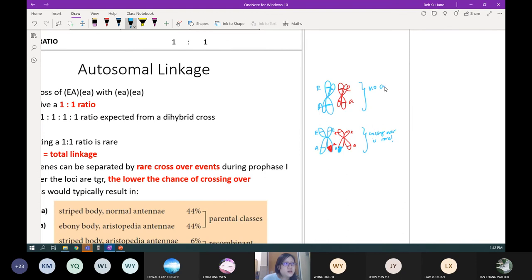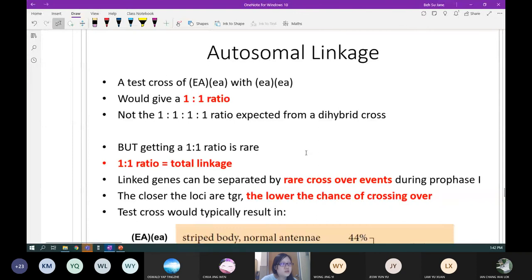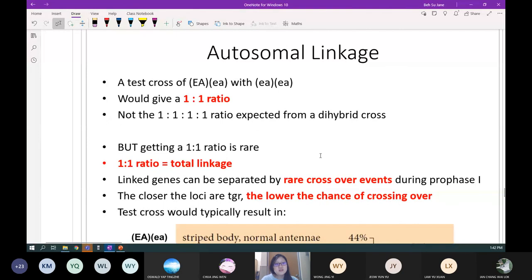Okay, the crossing over is relatively rare. But to have no crossover means total linkage, meaning no crossover at all in like a thousand offspring. That is very, very rare. Okay, total linkage is very, very rare.